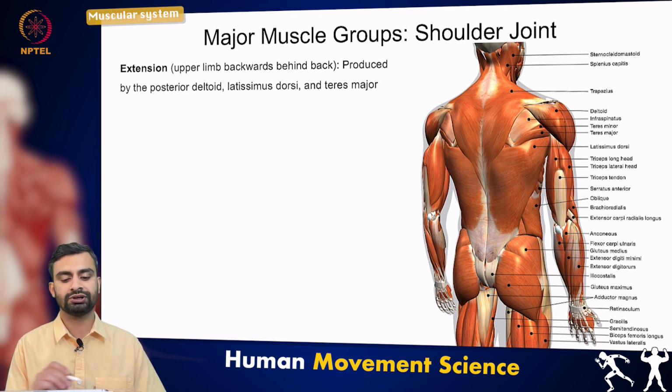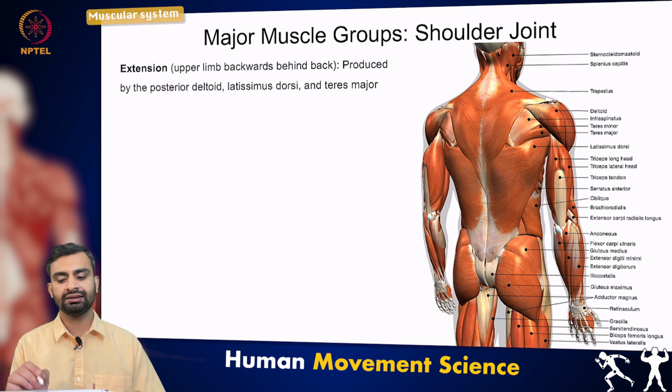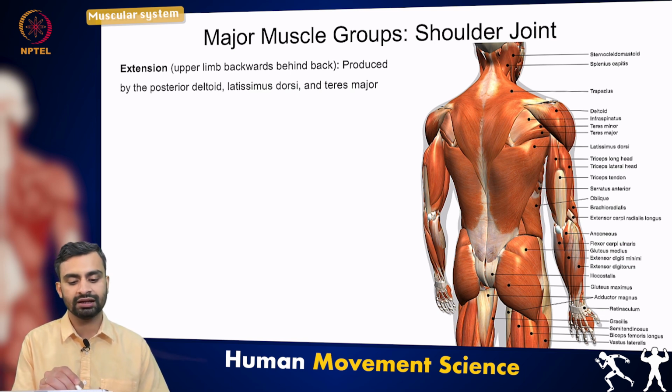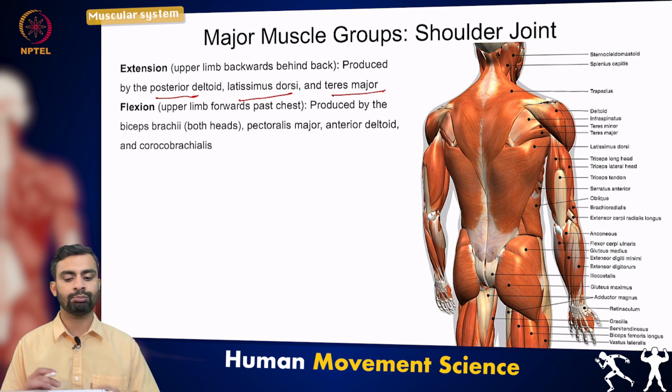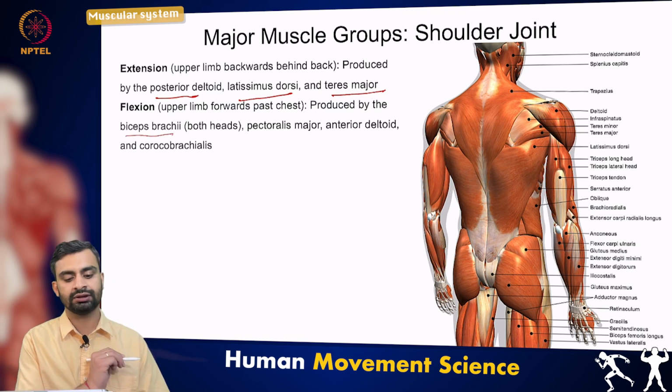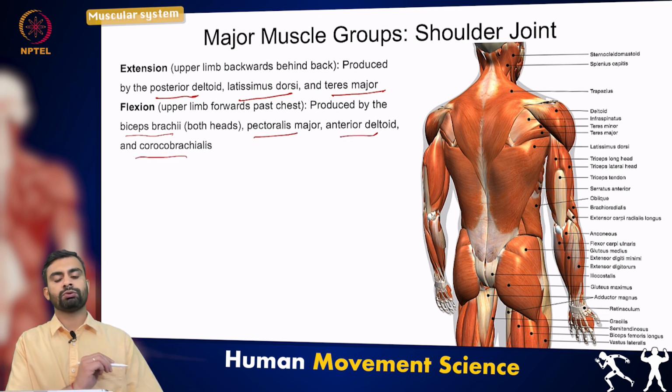For example, at the shoulder joint, extension means moving the upper limb backward, behind the back. This is produced by the posterior deltoid, latissimus dorsi and teres major. Then flexion, moving the upper limb forward past the chest. This is produced by your biceps brachii, pectoralis major, anterior deltoid and coracobrachialis.